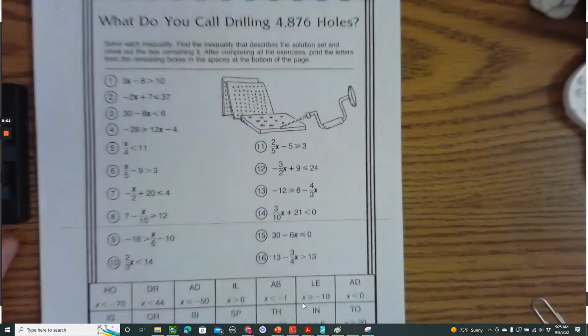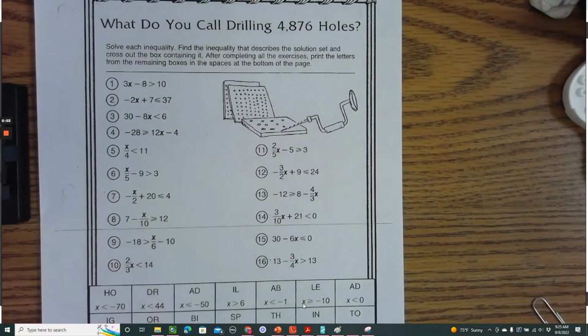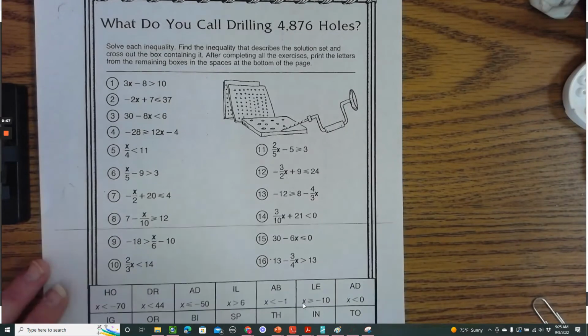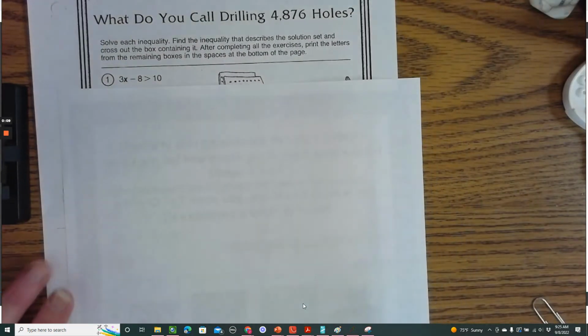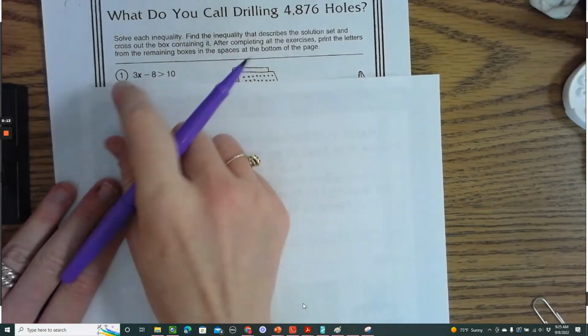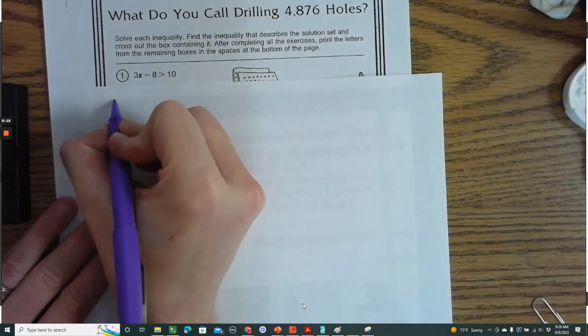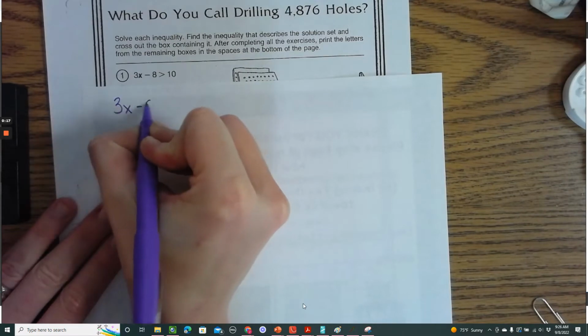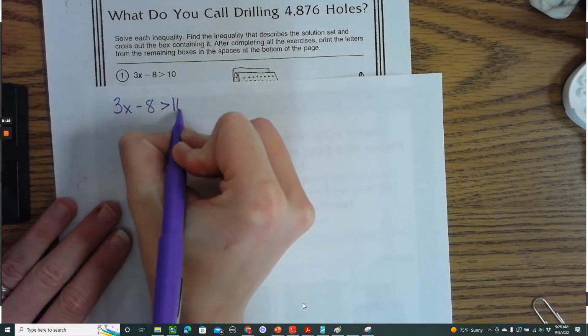Okay, so these are all two-step inequalities. Same way that we started out with equations. Y'all were able to solve the two-step equations by hand, so I know y'all will be able to do these. All right, so number 1, 3x minus 8 is greater than 10.